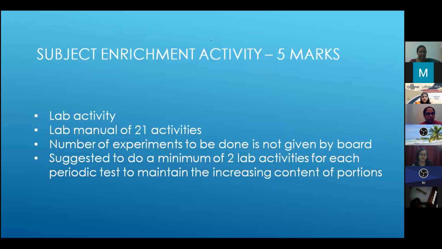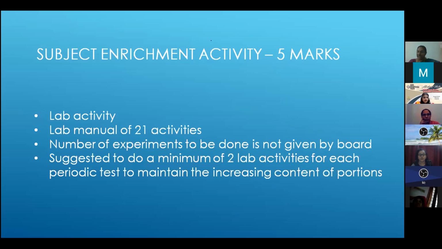Subject enrichment activity or student enrichment activity. Lab activity. Lab activities we have to do. Lab manual, we know that around 21 activities are there for the lab manual of 10th standard. And the number of experiments to be done, they haven't given clearly. You have to do 10, you have to do 15, you have to do 5, like that they haven't given at all. That's why just we can see that that is the last point.